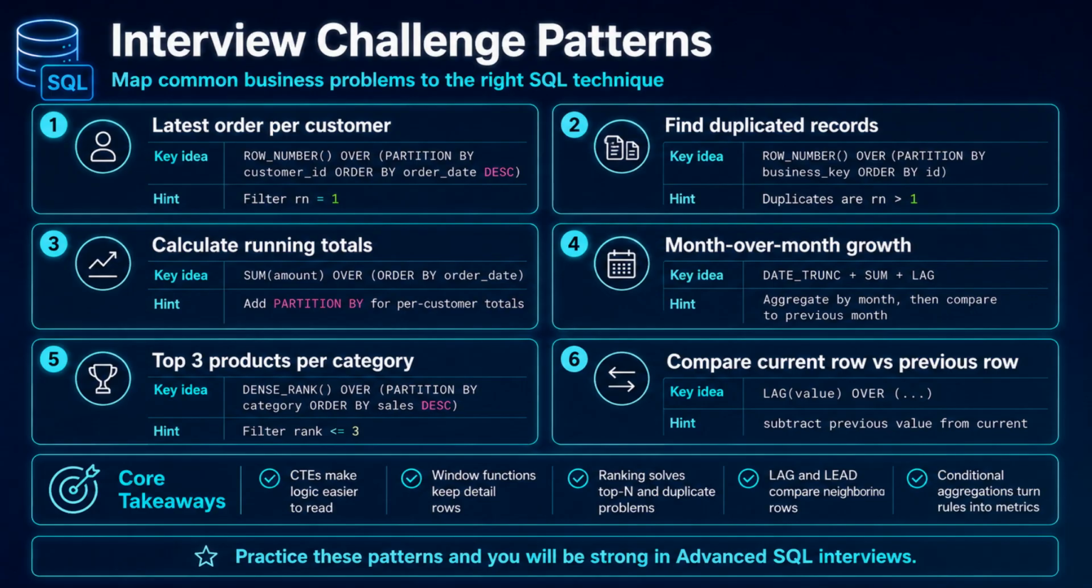CTEs make logic easier to read. Window functions keep detail rows while adding analytical context. Ranking functions solve top N and duplicate problems. LAG and LEAD compare neighboring rows. Conditional aggregations turn business rules into metrics.